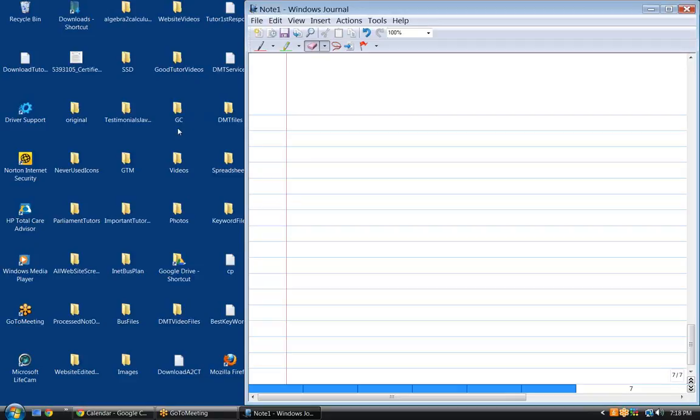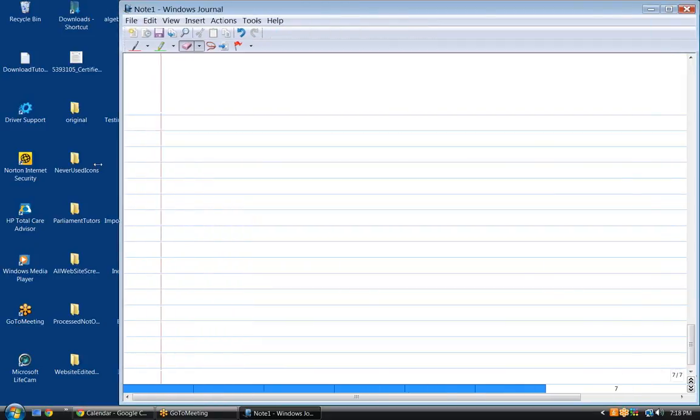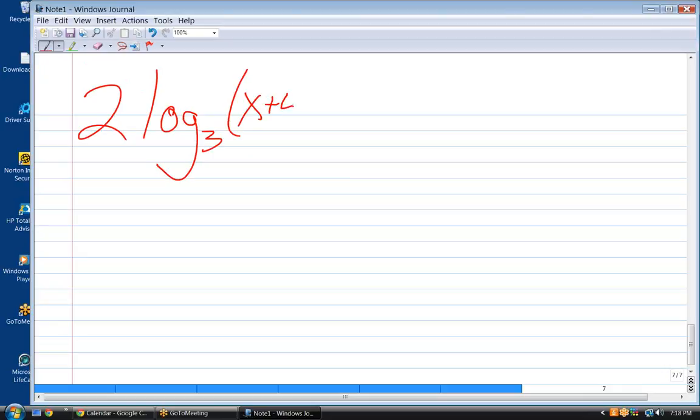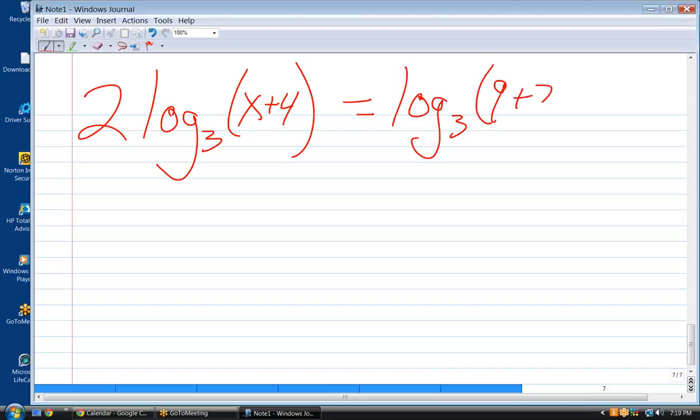What else? 2 log base 3 of x plus 4 equals log base 3 of 9 plus 2. 9 plus 2? Yeah.